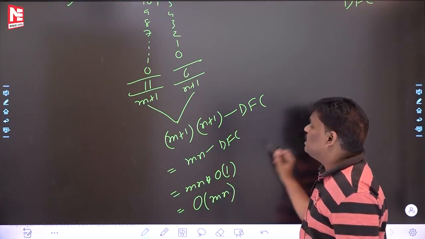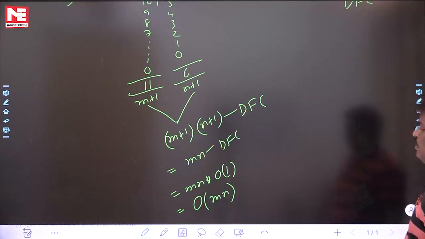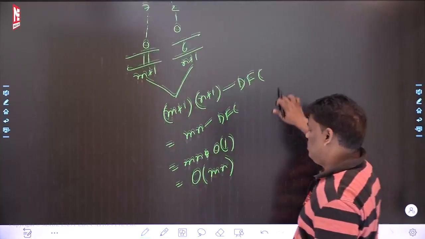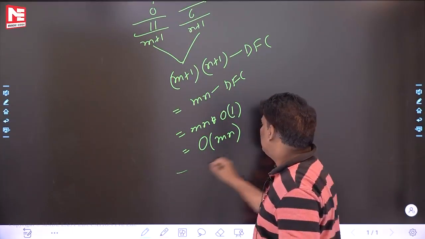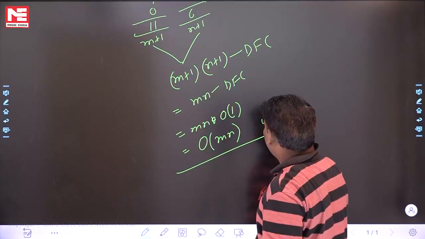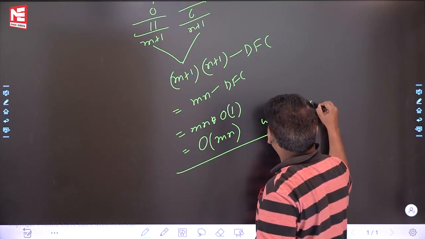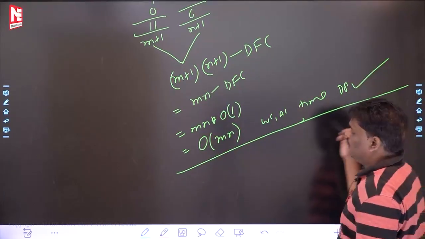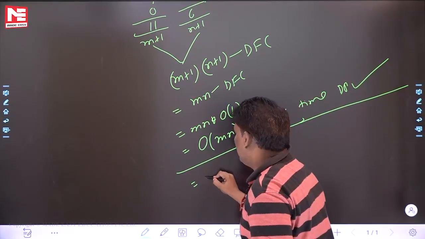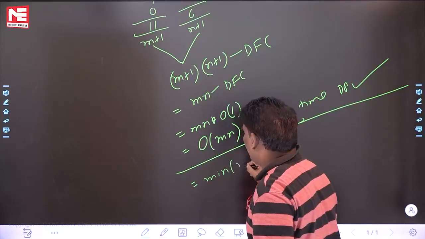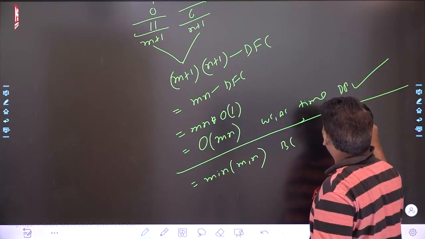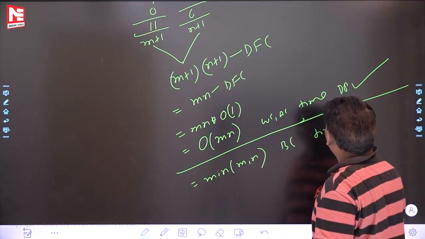Using dynamic programming, this is the time complexity. Please be careful whether it is the best case or worst case. Try to remember, it is the worst case and average case. Best case is minimum of m comma n. That is the first one. So this is the worst case and average case time complexity using dynamic programming, and the best case time using dynamic programming is minimum of m comma n.